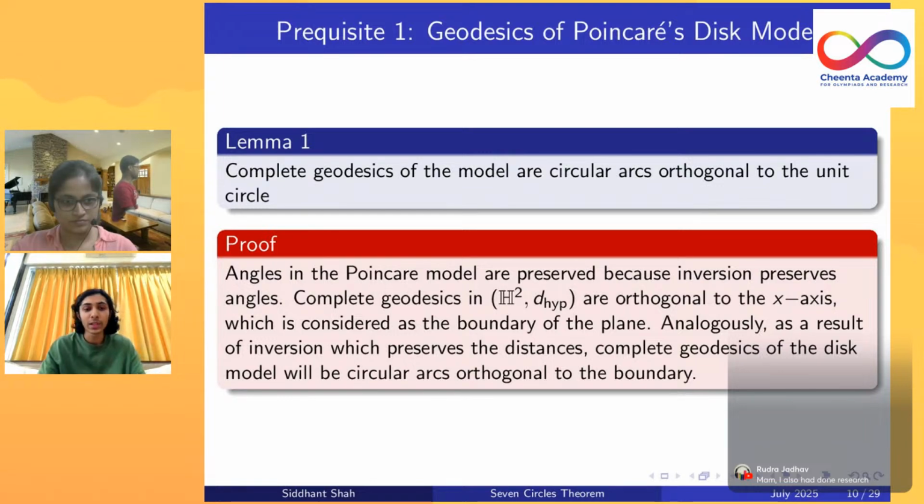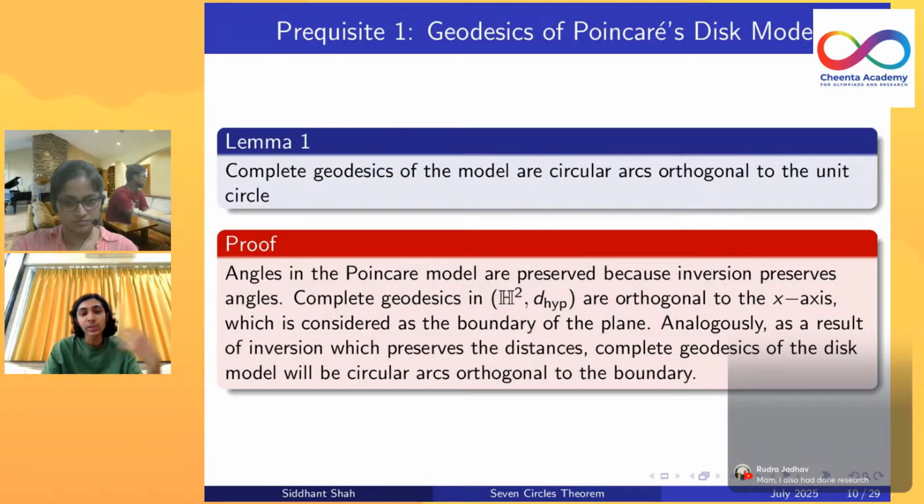So the proof basically states that whenever we have some angles in a Poincaré model, they are always preserved because of the inversion. So what we did here was explore the idea that whenever we have a Euclidean plane, we converted that Euclidean plane and performed inversion to encircle it around the unit circle, so that we are defining a new boundary in a new metric space.